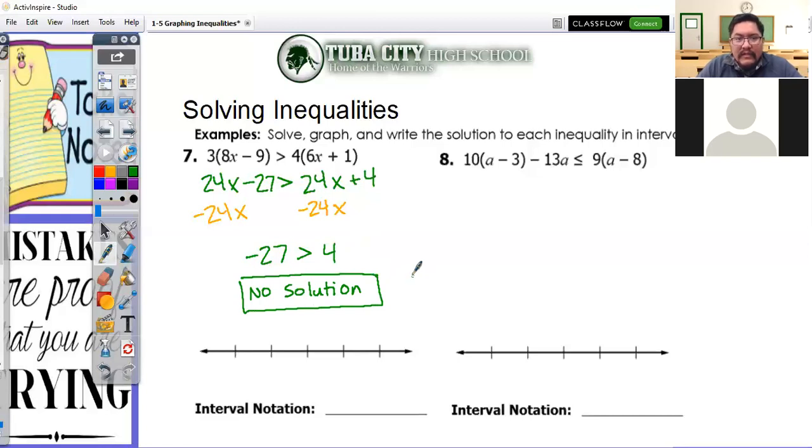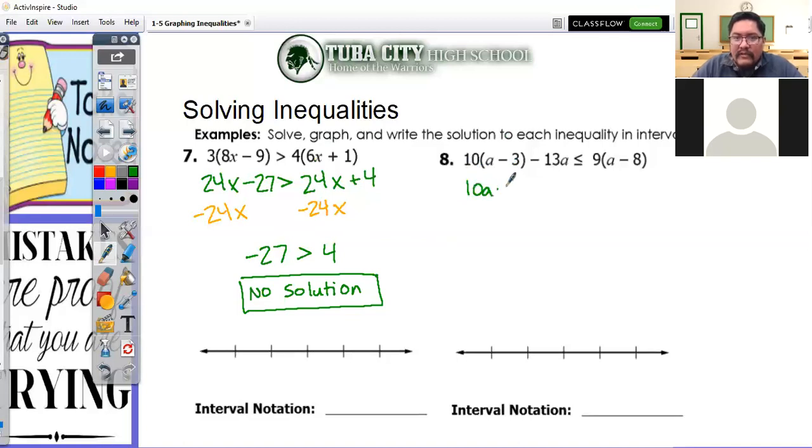So no solution. Now I cannot graph this because I don't have a middle number. You might be saying, well, wouldn't negative 27 be your middle number? No. Well, why not 4? Right? Neither of those are included. There's nothing I can put in this x that will make it true. It's always going to be pointing the wrong direction. The mouth will open towards the smaller number or the lesser number. So in this case, there's no solution. I can't graph it, and I can't put it in interval notation. So I'm going to leave those blank and move on to the next one.